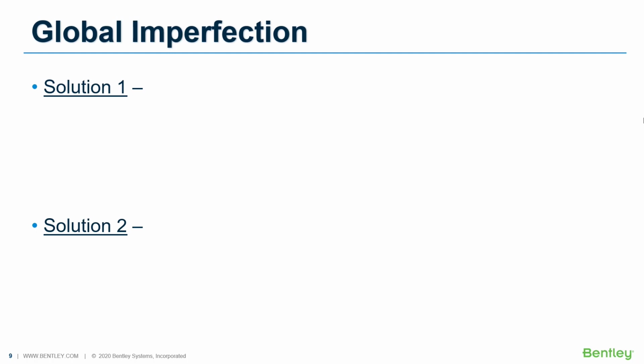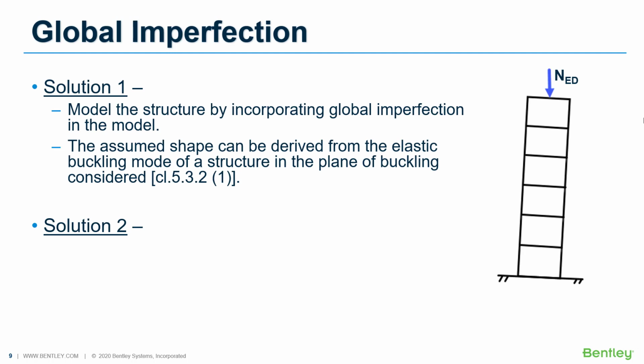There are two methods by which we can consider this global imperfection. First one is to model this imperfection. So we need to find out the initial imperfection, like how the frame is already tilted and other conditions, and need to model the structure considering all those effects. This is a lengthy and erroneous process as finding out the initial imperfection accurately is very tough, and also modeling all those imperfections is time consuming.